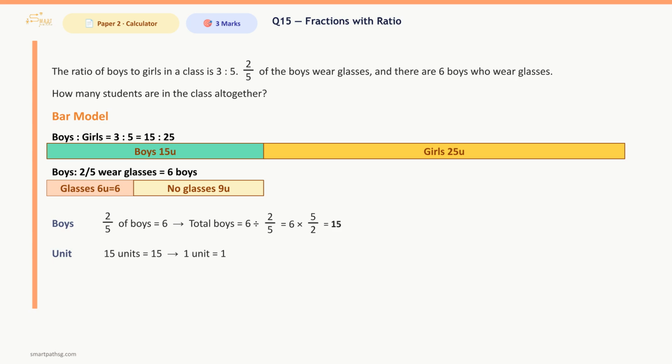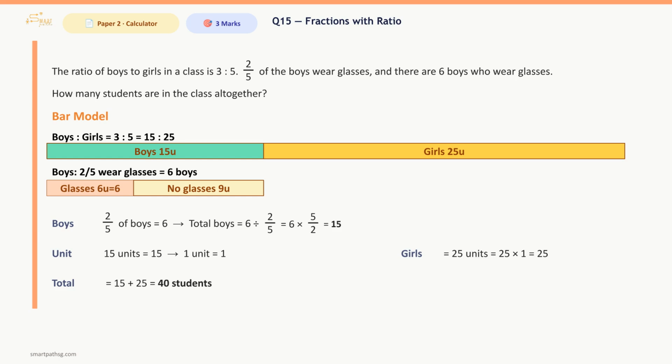Following this, since girls are represented by 25 units in the bar model, we multiply 25 units by our unit value of 1, which gives us 25 girls. Finally, we add the number of boys and girls. 15 plus 25 equals 40 students total in the class.